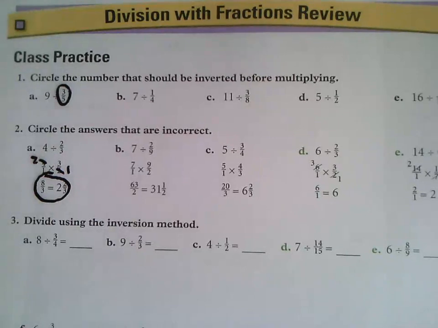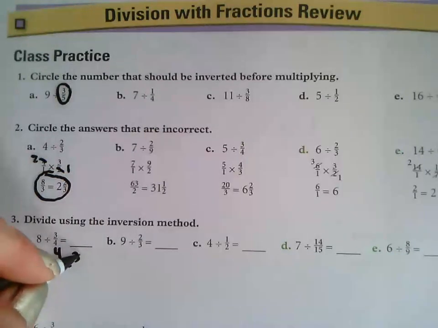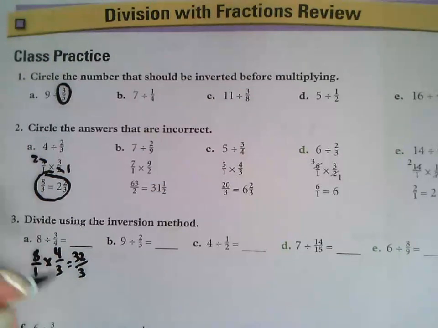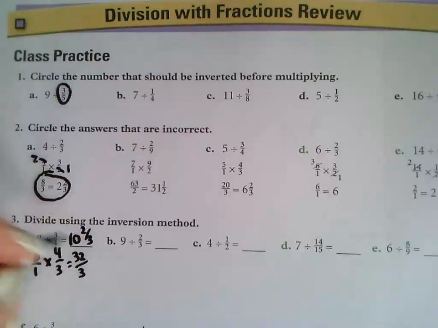Number 3, we're actually going to divide using the inversion method. So say it one more time. When dividing by a fraction, don't you cry, just invert the second number and multiply. So we're going to turn this 8 over 1, that's not inverting, that's just making it an improper fraction, times, now we're going to invert this one, 4 over 3. There's no canceling we can do, so we get 32 over 3. So simplify that improper fraction. 3 will go into 32 10 times, with 2 left over, so 10 2/3.